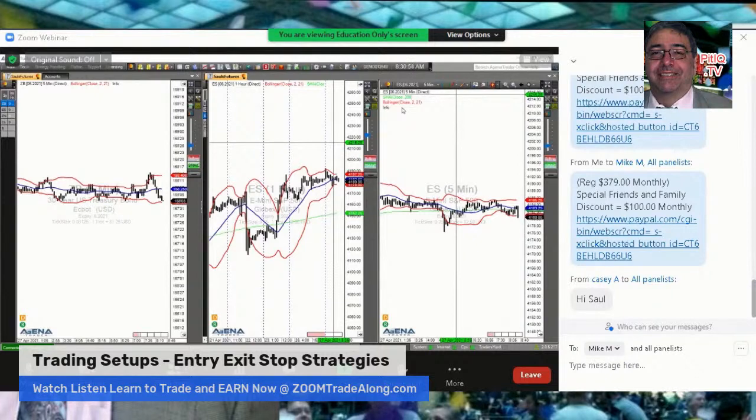Pivot 83. Resistance 87, 93, 99, 42.06. And support below at 75, 68, 61, and 54.